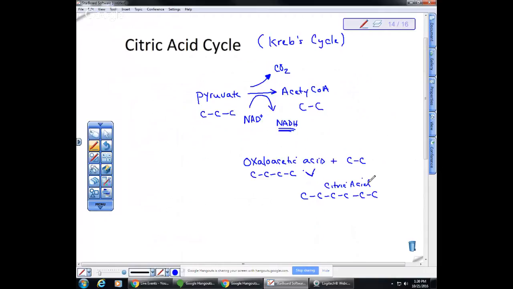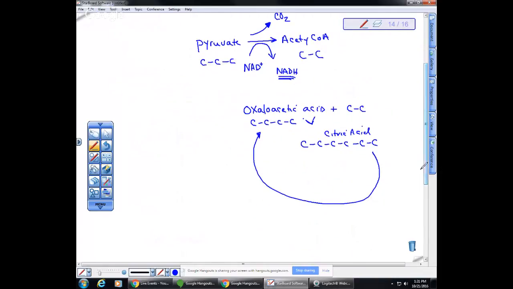Now what we're going to do is take carbons off of this repeatedly, and then produce more high energy molecules. If we look at this process, it is going to form a cycle, and it's going to end up with oxaloacetic acid as the very last thing in the cycle. So when we look at this, we can see that NAD positive, which is not very high energy, can be converted to NADH.